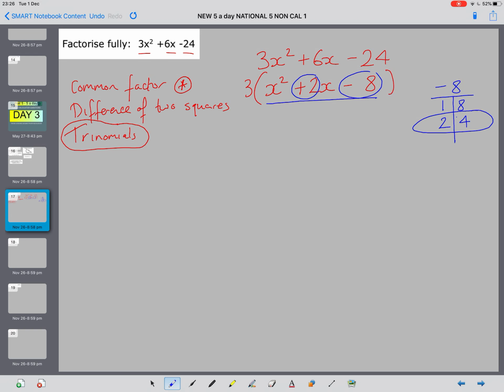It will give me a positive 2 by having a positive 4 and a negative 2, because 4 take away 2 gives me a positive 2, and negative 2 multiplied by 4 gives me my negative 8. So this trinomial is going to factorise into 2 brackets. Because of your x squared, your bracket's going to begin with an x and an x. And over here, what you have circled, this is what you write in the bracket. One of them is going to be negative 2, and one is going to be a positive 4. So you get 3 bracket x, take away 2, bracket x plus 4. And that's it, fully factorised.